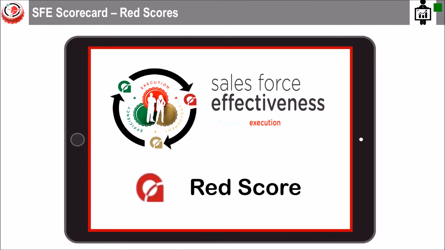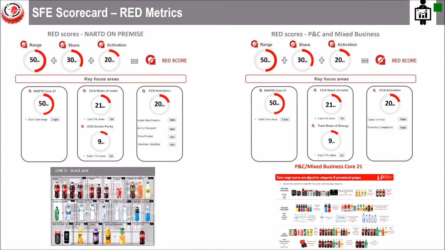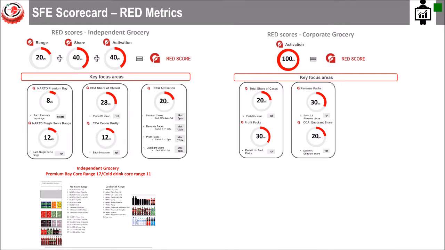The groupings of the customers fall into 7 different customer channels. Each of these have their own core range, share and activation metrics. You can see here the IC and PNC metrics, as well as the different weightings that are attributed to each of these in order to determine the overall RED score. With grocery outlets, we have a full set of range, share and activation metrics for independent grocery. However, corporate grocery's RED score will only be made up of the activation metrics due to the very limited ability to influence both range and space in these outlets.